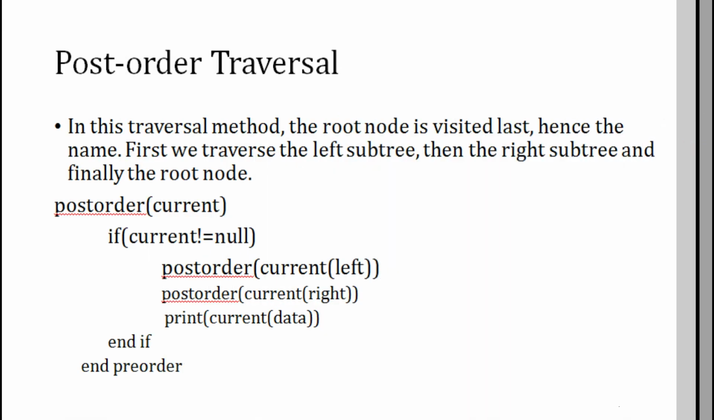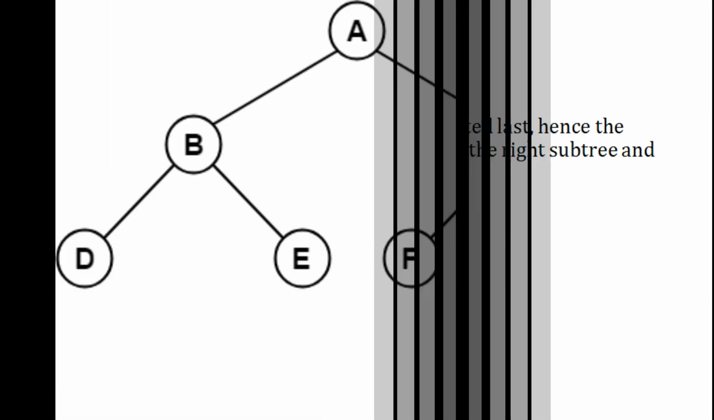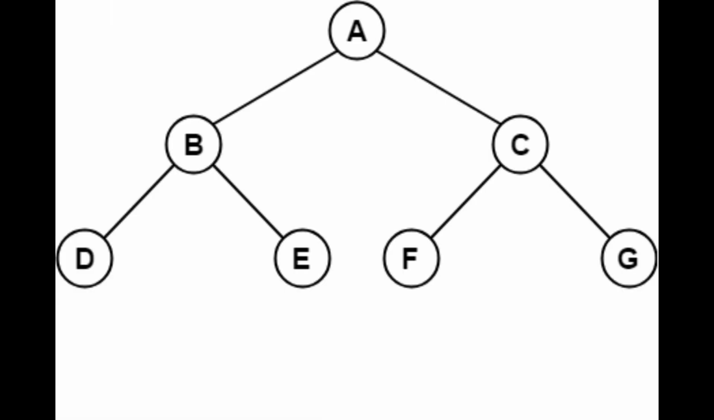Coming to the next method, post-order traversal. In this traversal method, the root node is visited last, hence the name. First, we traverse the left subtree, then the right subtree, and finally the root node. Now, applying the post-order traversal method in this tree, since A is a root and post-order traversal starts from the left subtree, we are going to B.